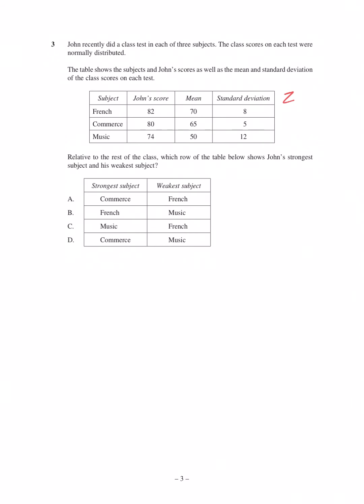So our Z-scores for these 3 scenarios here, of course, the formula for our Z-scores is our score minus our mean over our standard deviation. So my Z-score in each of these 3 scenarios is, now for all his 3 subjects, he's above the mean, so I'm expecting 3 positive Z-scores here. So for French, 82 minus 70 over 8, which is 1.5. For commerce, we've got 80 minus 65 divided by 5, which is 3. And 74 minus 50 over 12, which is 2.